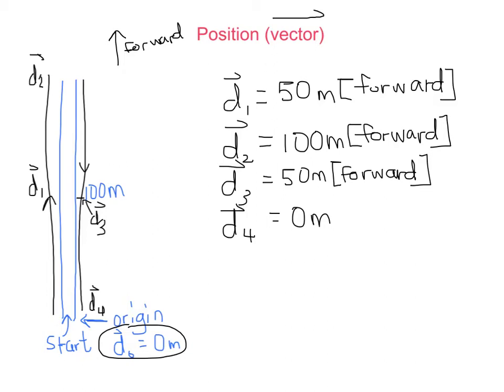So you can see the difference here compared to when we did distance. D4 on the previous slide would have been 200 meters, and here it is 0 meters, because position is always relative to the origin. So always relative to the origin.